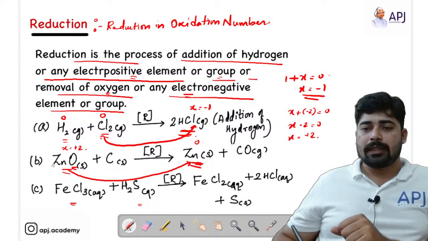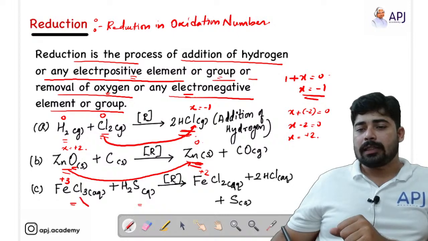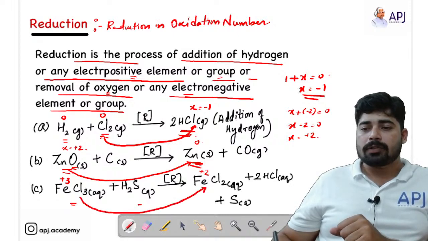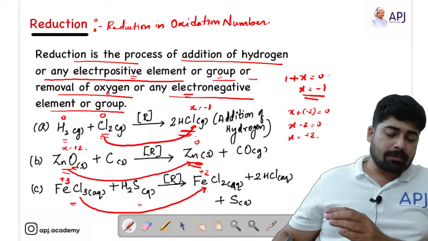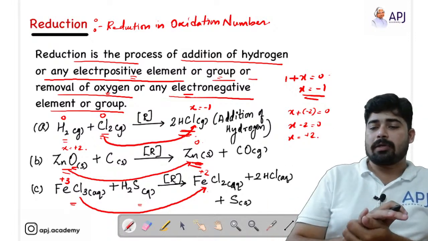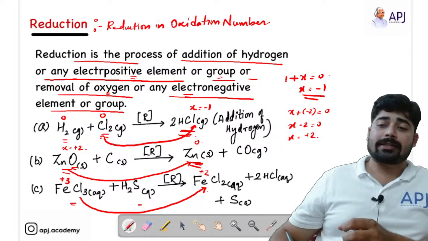In FeCl3, you can see that the oxidation state of iron is +3, and in FeCl2 the oxidation state is +2. So what has happened? In FeCl3 the oxidation state of iron is +3, and in FeCl2 it is +2. That means a reduction in oxidation number has taken place. How has the reduction taken place?